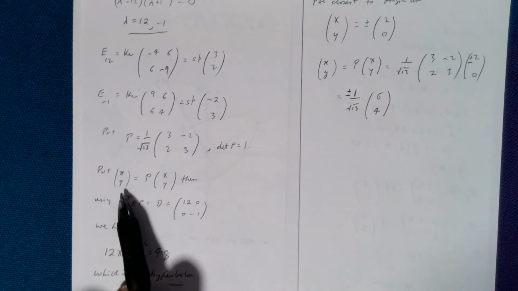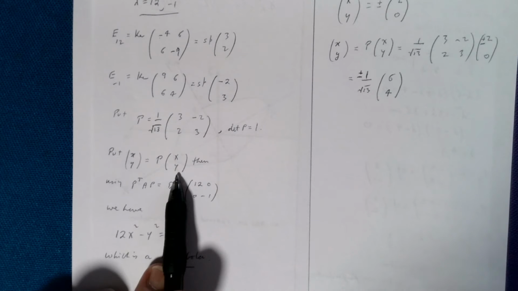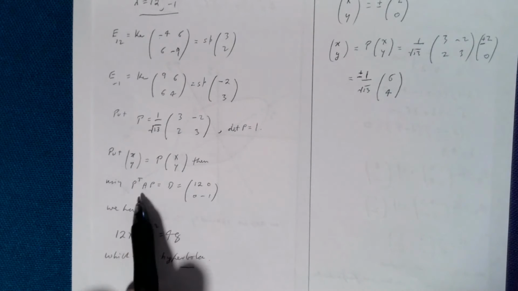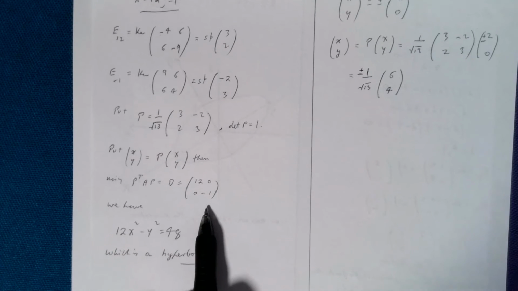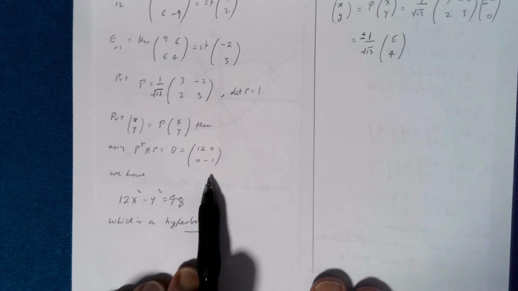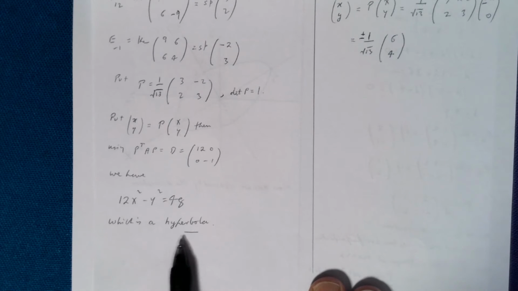Usual trick, we make a change of variable, we put (x, y) as P times (X, Y), and then this matrix P orthogonally diagonalizes A into this diagonal matrix, and when we make the change of variable, plug it back in and expand out, we get this equation, which of course is a hyperbola.